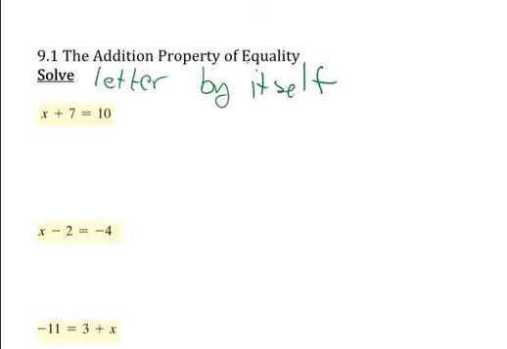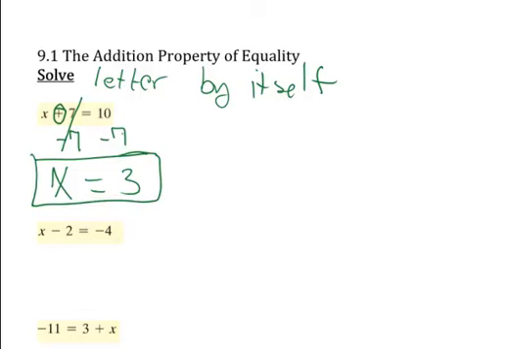The first thing I notice is that my operation right here is to add. I'm going to undo that by subtracting. So I'm going to subtract 7 on both sides. These 7s will cancel out. My x will be all by itself. And 10 minus 7 is 3.